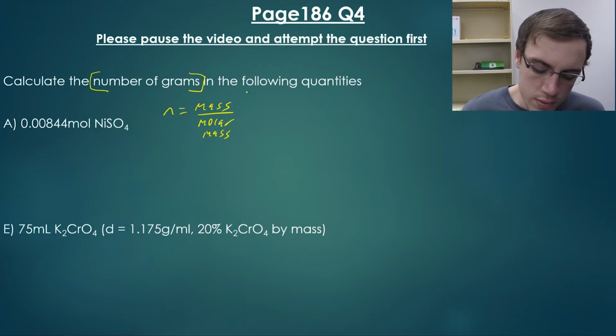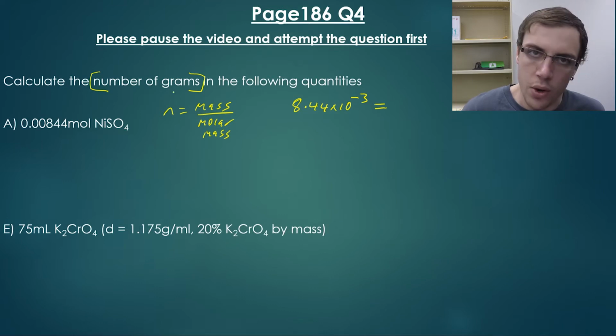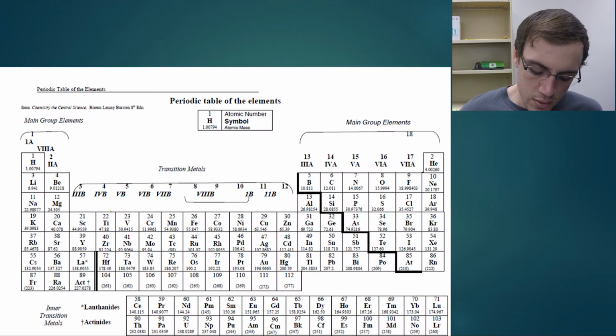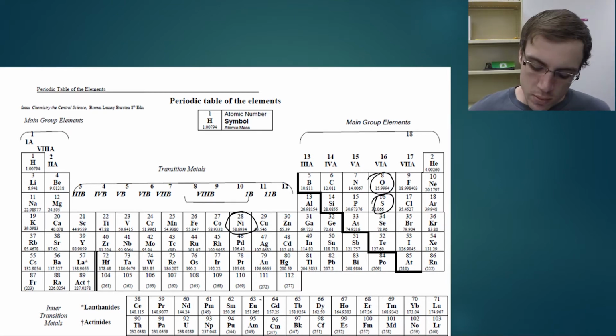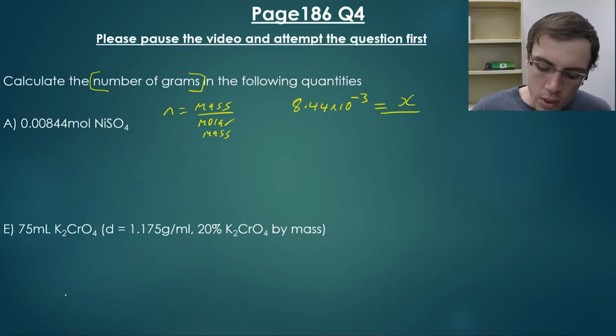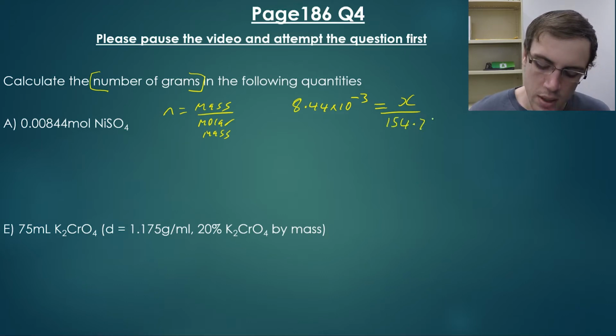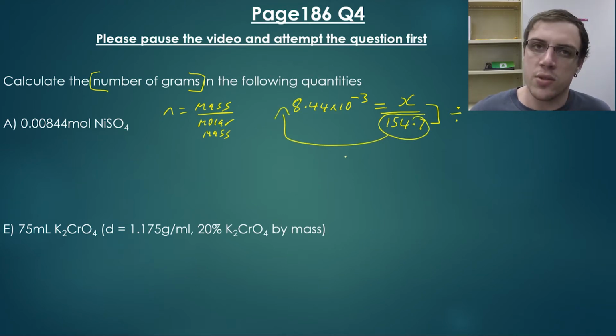So I'm going to put in our moles: 8.44 times 10 to the power of negative 3 is equal to the mass, which we don't know, so we put that as x, over the molar mass. The molar mass: we have nickel, sulfur, and oxygen, so 1 nickel, 1 sulfur, and 4 oxygens. If we add all of those together, that gives us a molar mass of 154.7. So we rearrange this equation. The operation between the x and the 154.7 is a divide, so by moving it over here, it's going to turn into a multiply.